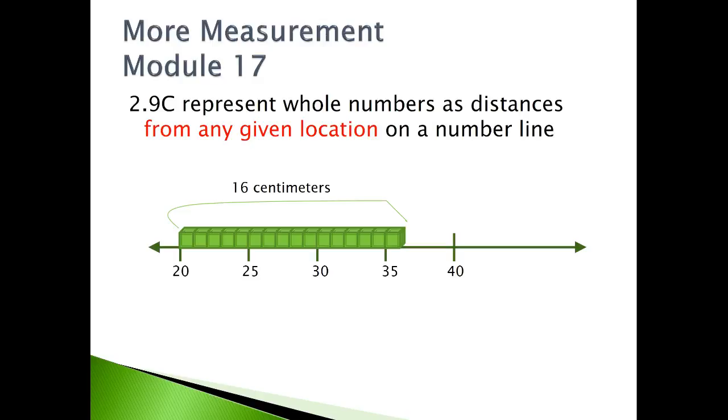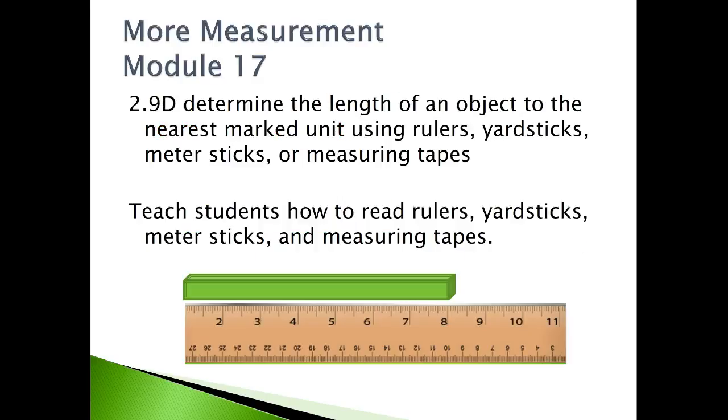2.9c, represent whole numbers as distances from any given location on a number line. So if you have 20 plus 16, you can see that it's 36. Then 2.9d, determine the length of an object to the nearest marked unit. Using the rulers, yardsticks, meter sticks, and measuring tapes, notice it has to go to the nearest marked unit. So in this case, it goes to 8 and 1/16. Now, be careful with doing that. We'll stick to the nearest 8. We're not going to the nearest fractional part. We're going to the nearest whole unit.